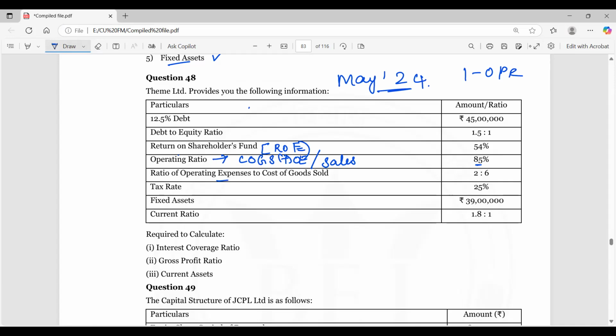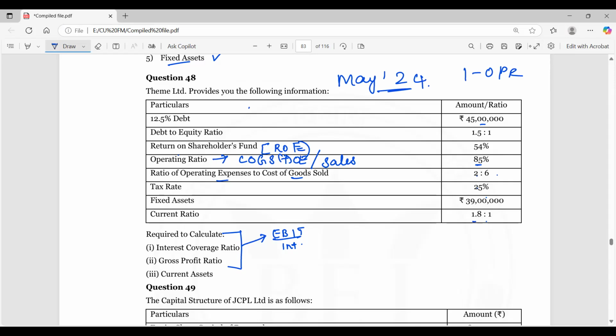Ratio of operating expenses to cost of goods sold is 2:6. Tax rate is 25%. Fixed asset is 39 lakhs. Current ratio is given 1.8:1. First requirement is to calculate interest coverage ratio. What is the formula? Interest coverage ratio is equal to EBIT by interest. EBIT is not directly given in the question, but interest is something we can calculate. So first, let's calculate the EBIT in the question.